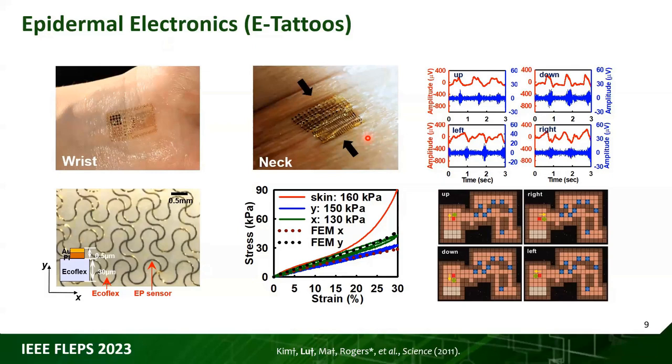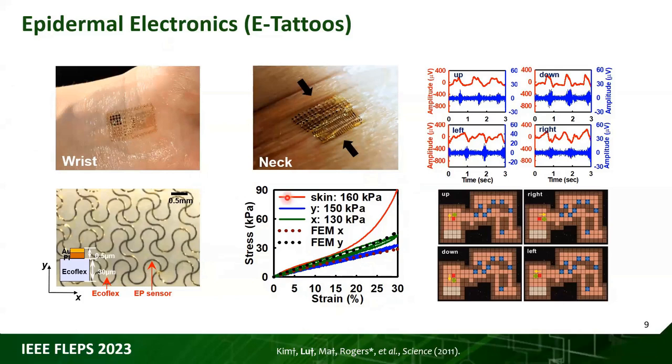And the mechanical modulus, according to this stress strain measurement, is comparable with the skin modulus. But we can see that beyond 20%, skin becomes highly nonlinear. And that's when damage starts to happen in the skin without fracturing.